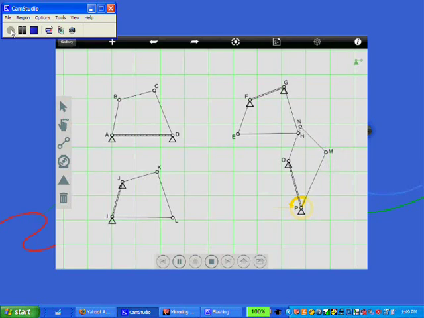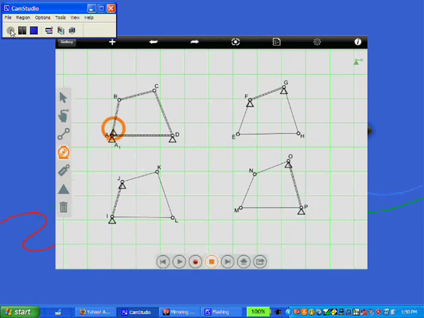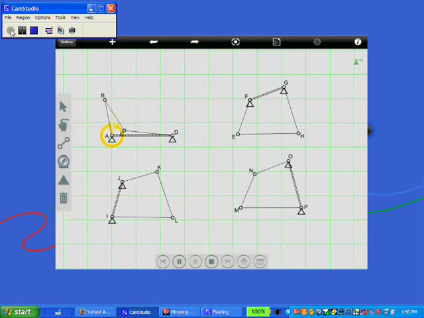Let's go ahead and take the motor off that one and put it here on the top figure. And we'll watch that motion. And we can see that BC, the crank, if you will, has a range of about negative 130 degrees to about positive 130 degrees. Can't go further than that. And it just kind of goes back and forth.